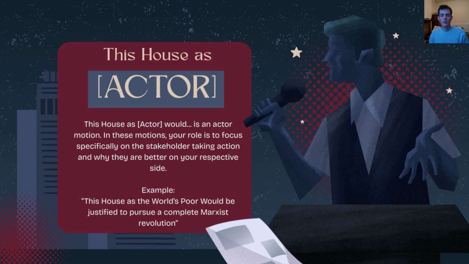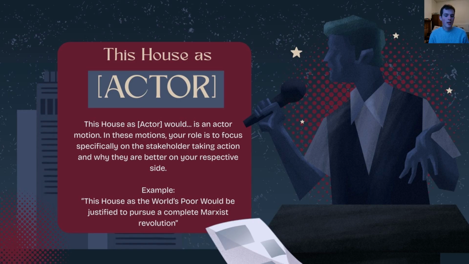Please comment if I was wrong, but an example of the actor motion is: this house, as the world's poor, would be justified to pursue a complete Marxist revolution. So you can see that there's two main components of this. It's this house as the world's poor, so this is our actor. Would is sort of like the placeholder. It's sort of like, how is this going to be introduced? And again, discussing the policies of that, and justified to pursue a complete Marxist revolution.